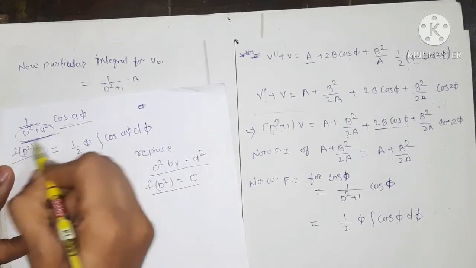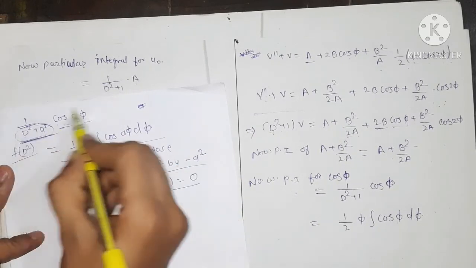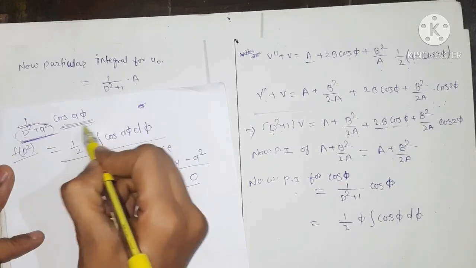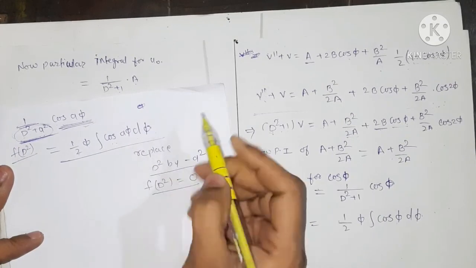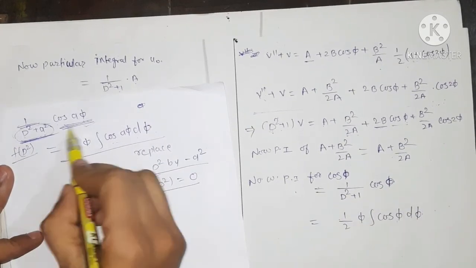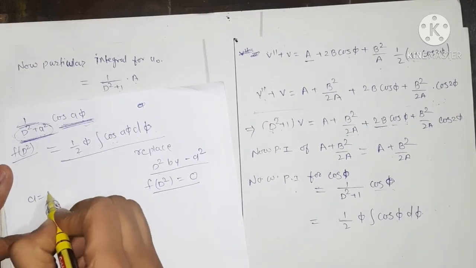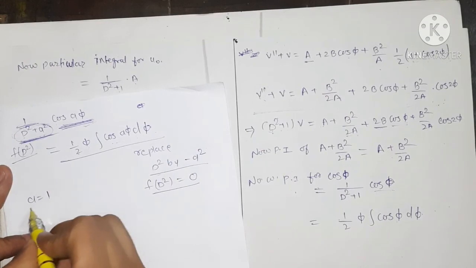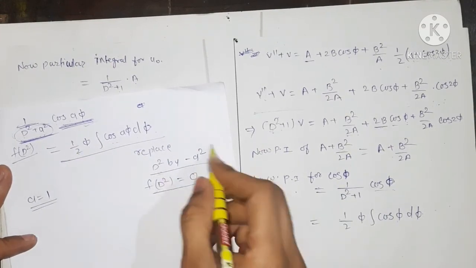Now when this term is equal to 0, then we have the formula that the particular integral of this function cos of a phi is equal to 1 upon 2 phi integral of cos of a phi d phi. Since here, by comparing this cos of a phi with this, we have a equal to 1.